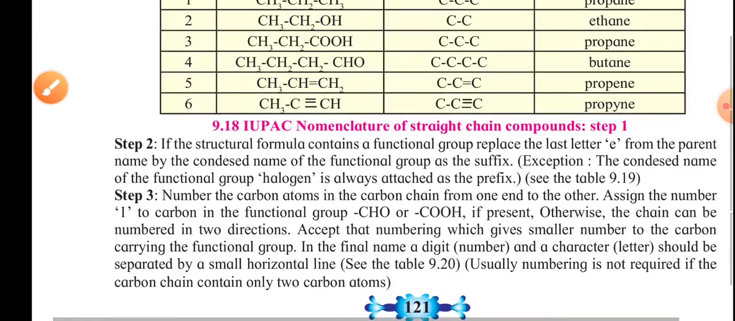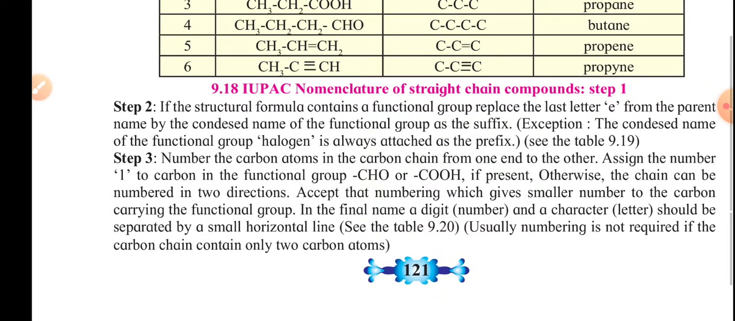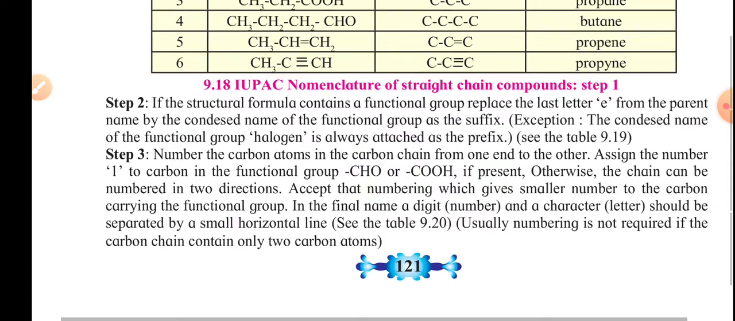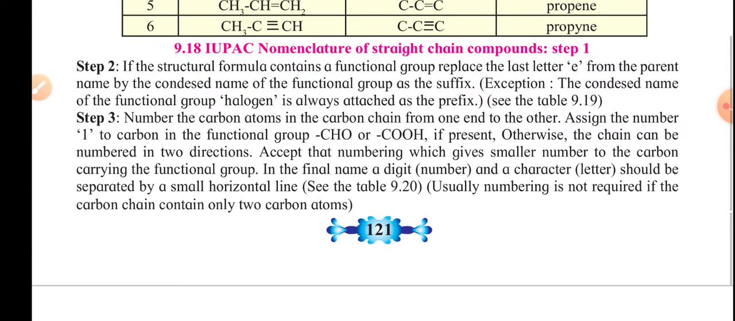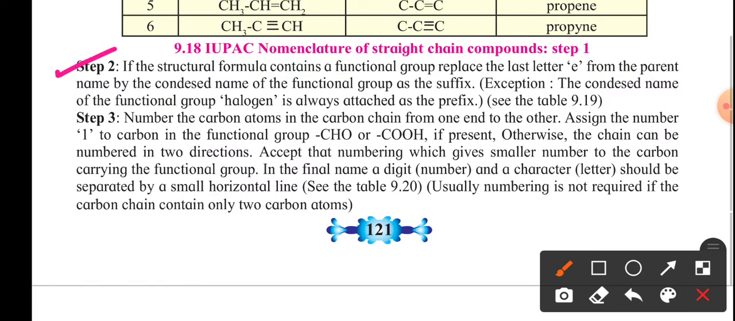First of all, we have to select the longest straight chain of carbon. We have to keep that in mind, and we have to give the lowest number to the functional group or the double or triple bond. Step 2: if the structural formula consists of a functional group, replace the last letter E from the parent name by the condensed name of the functional group as a suffix. Like if an alcohol is attached, then the E of the alkane or alkene will be replaced by OL. And if it is a halogen, then it is attached as a prefix.